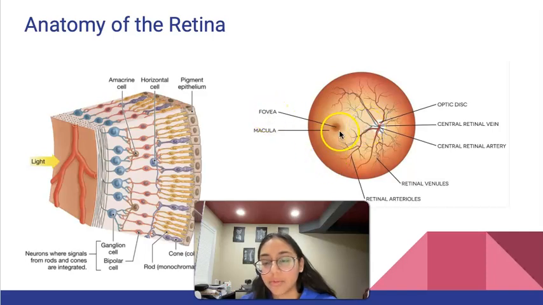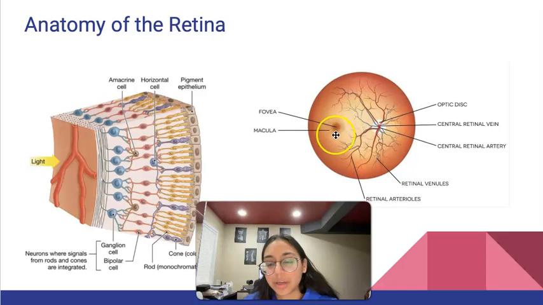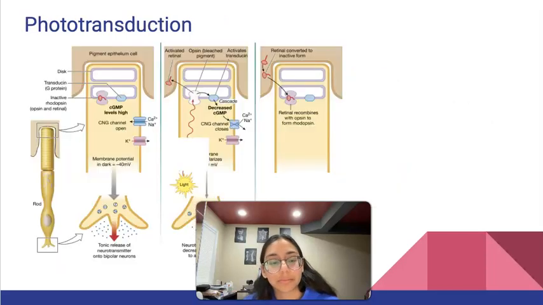So we have the fovea and then the macula, and this is the center of the visual field, and it's also the area with the highest acuity vision. This is because there are just cones in this area, no rods, and there are no blood vessels or anything else in the way. So you get really clear, sharp vision here. And then we also have the optic disc here, which is where the optic nerve leaves the eye and goes to the brain. This is also known as our blind spot because there are no photoreceptors here.